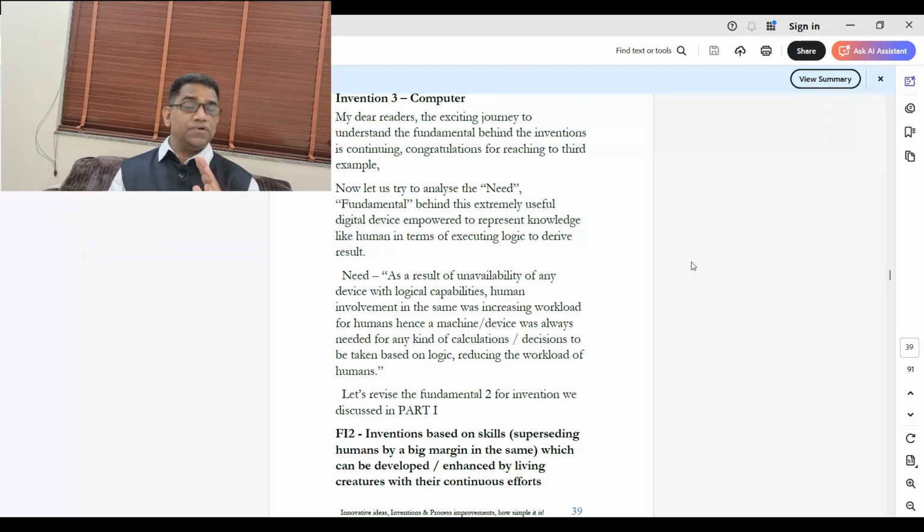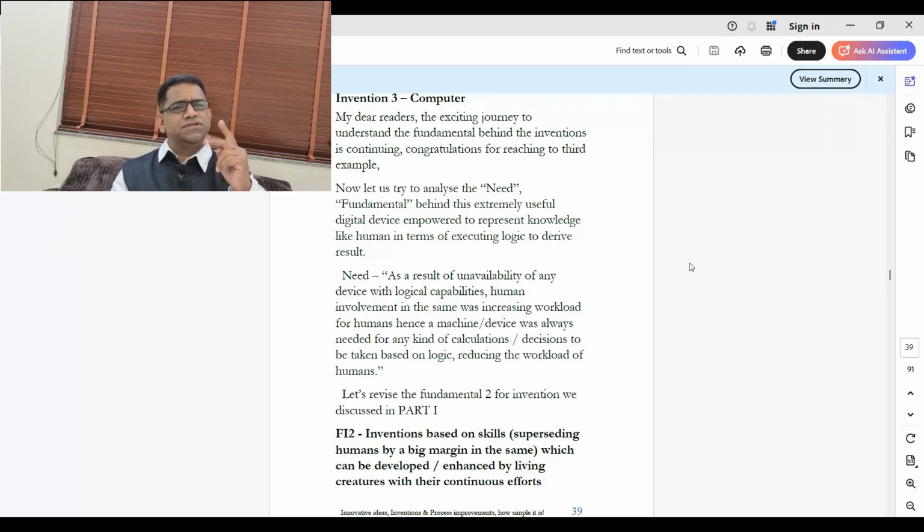As a result of unavailability of any device with logic capabilities, human involvement in the same was increasing workload for humans. Hence, a machine device was always needed for any kind of calculations, decisions to be taken based on logic, reducing the workload of humans.